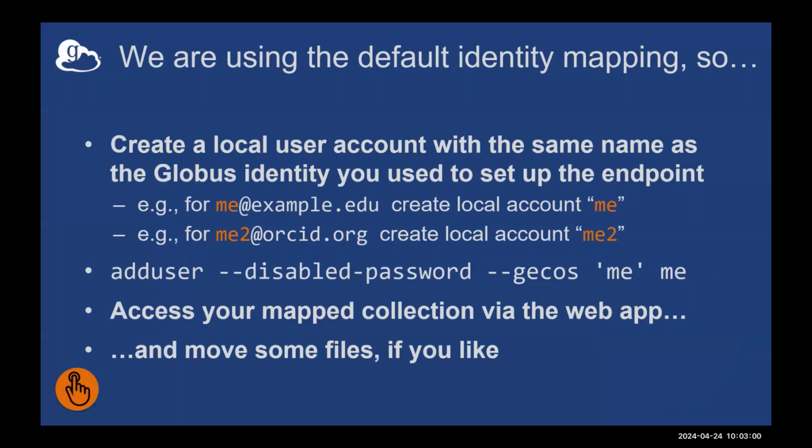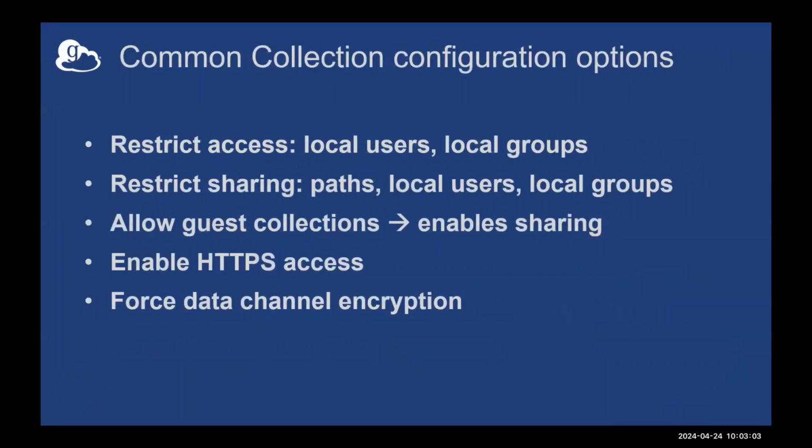So we've accessed our collection, created the local user, and the mapped collection works. Now, common configuration options: we can restrict access by which local users and which local groups. For guest collections, we can restrict sharing. We can enable or disable sharing altogether. Then we can say which paths are allowed or not allowed to be shared, which local users are trusted to share and which are not. Same with groups.